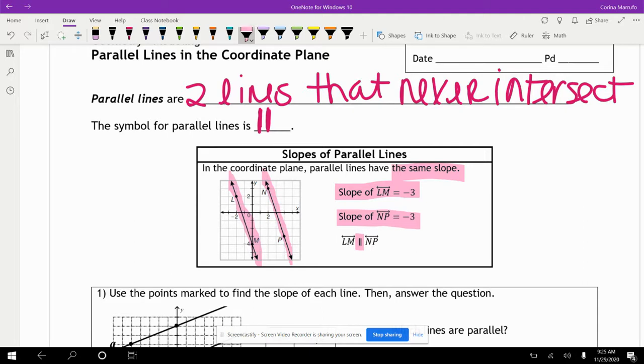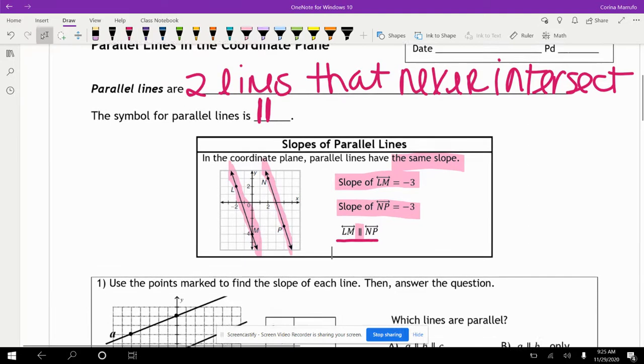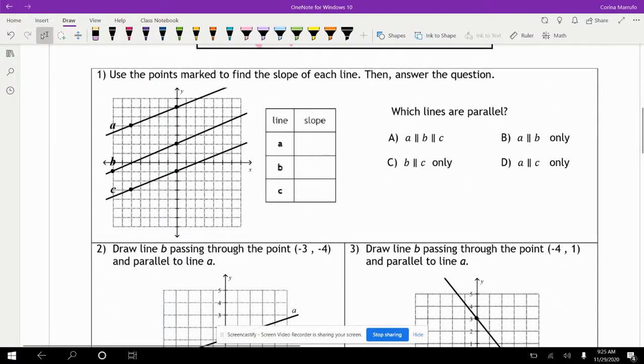So then they write a little statement here. It says line LM is parallel to line NP. So that's how you read that out. So let's go ahead and look at some of the examples. It says use a point mark to find the slope of each line, then answer the question. So we have three lines. We have A, B, and C.